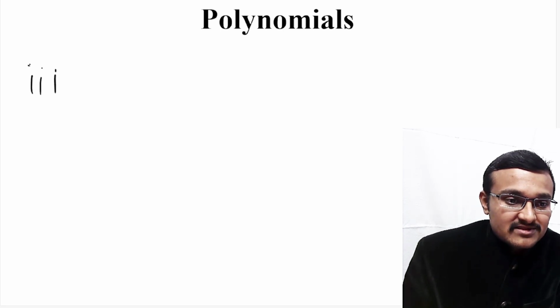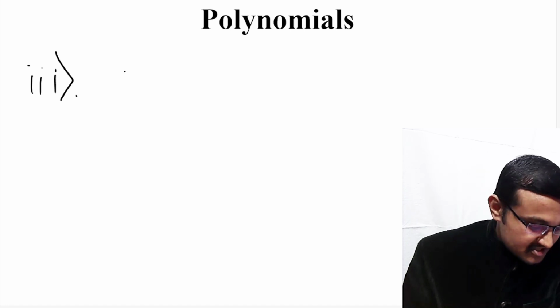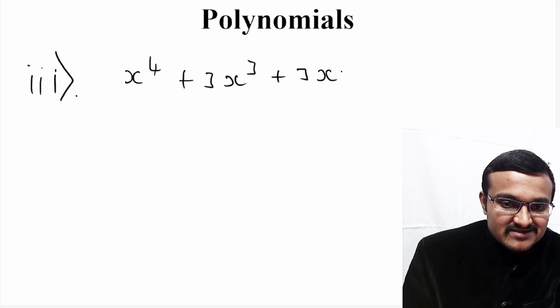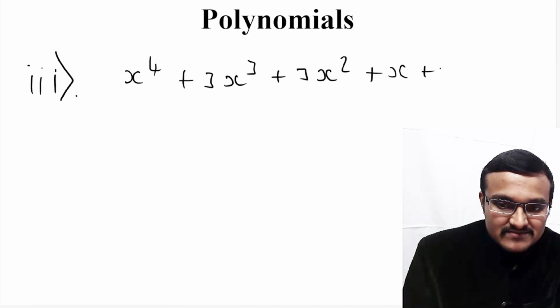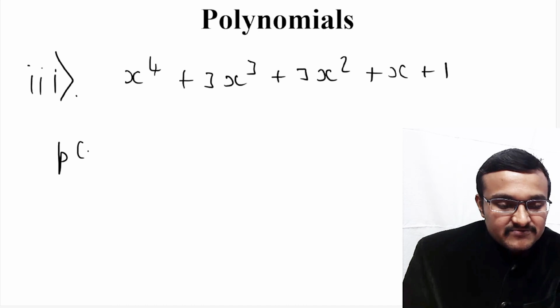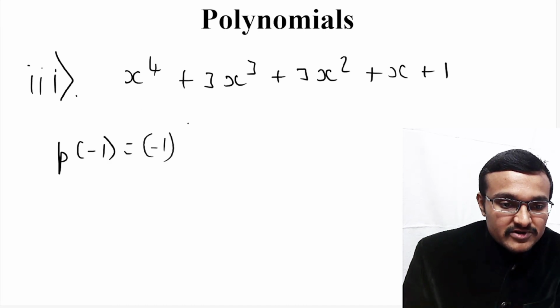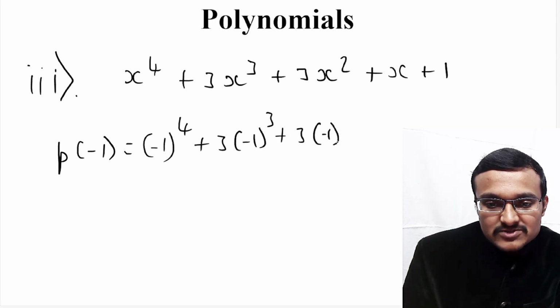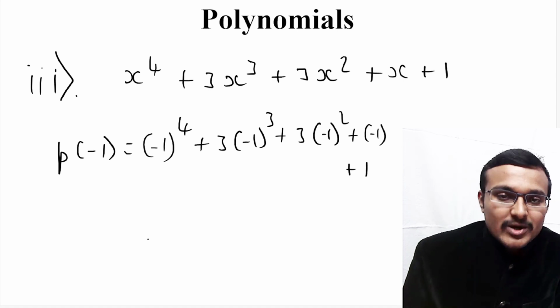Now I will try to solve the third part in this first question, that is x power 4 plus 3x cube plus 3x square plus x plus 1. Here also you can check p of minus 1. So substitute minus 1 over here. So minus 1 whole power 4 plus 3 into minus 1 whole power 3 plus 3 into minus 1 whole square plus of minus 1 plus 1.